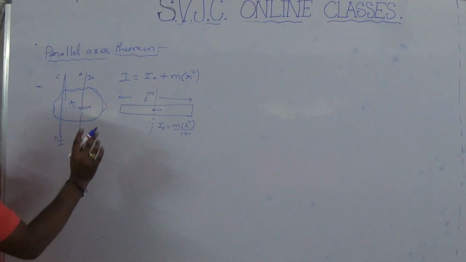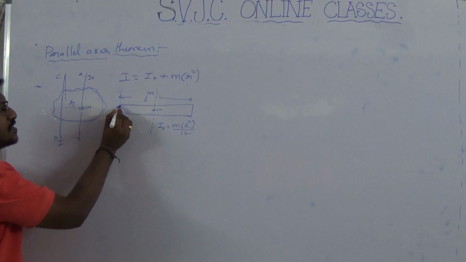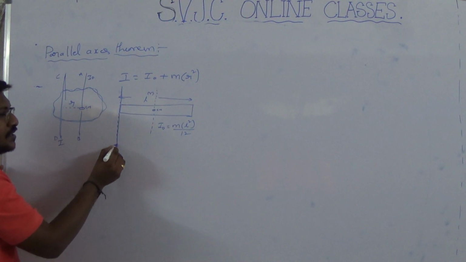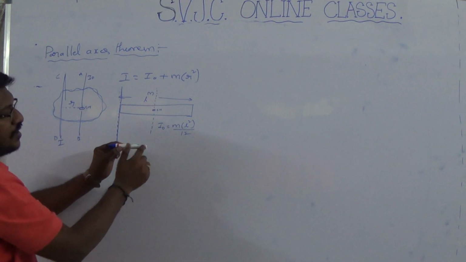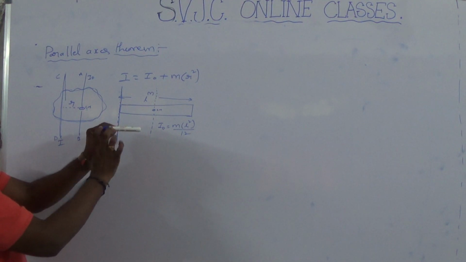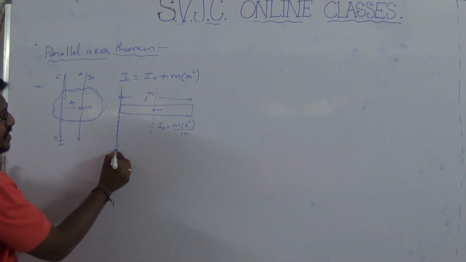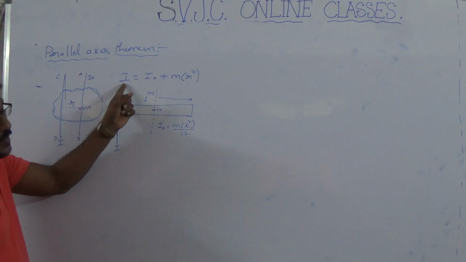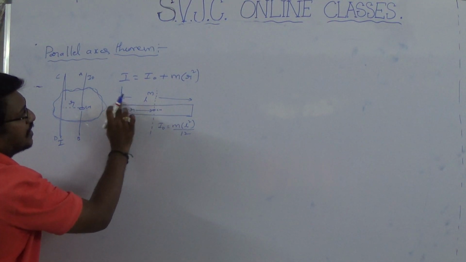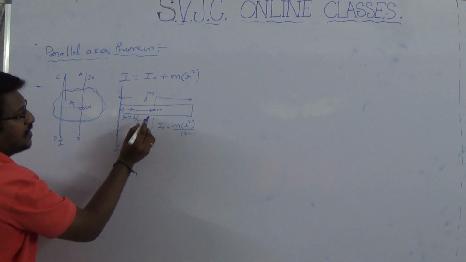Now I am asking, what is the moment of inertia of this rod with respect to this axis? Just consider one more axis that is passing through one end of the rod like this. So what is the moment of inertia of this rod with respect to this axis? That I am taking as I. By using this formula, the distance from here to here is r. In this case the length is l, so from that we can write r equal to l by 2.